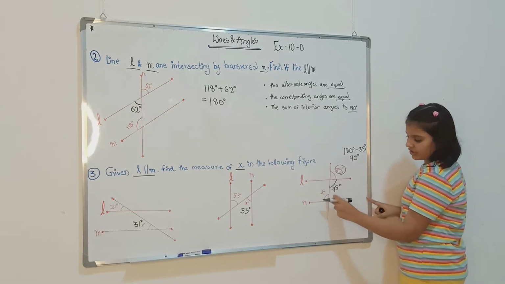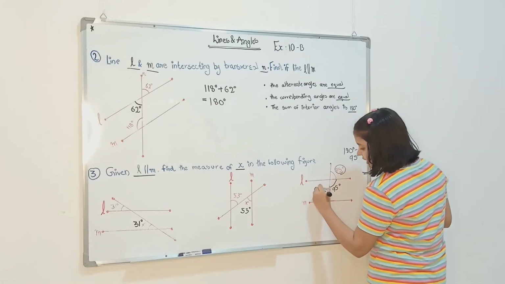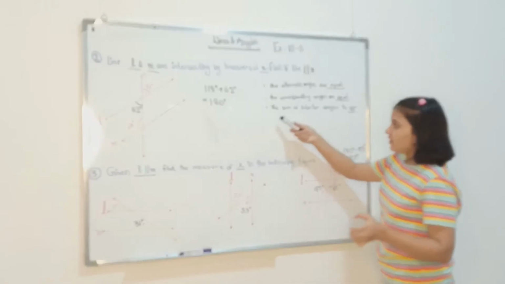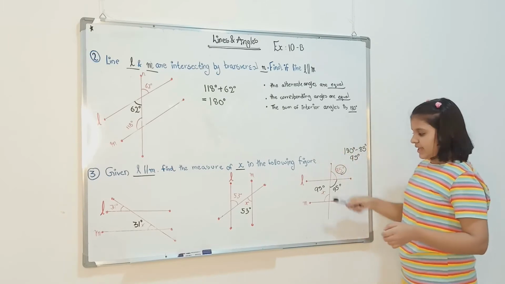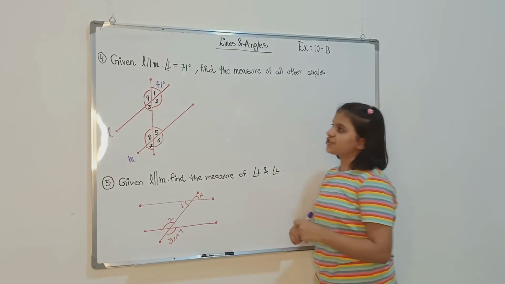So now we got alternate angles, two alternate angles. So x is also 95 degree. Here what we did, we needed to prove these properties, and here we used these properties. So now we will do question 4.